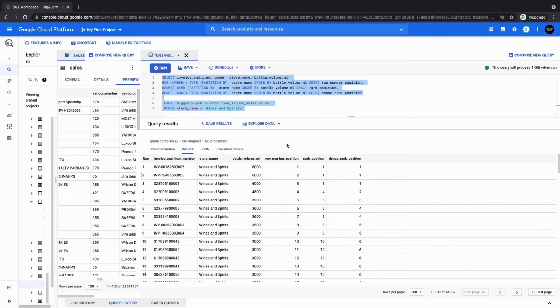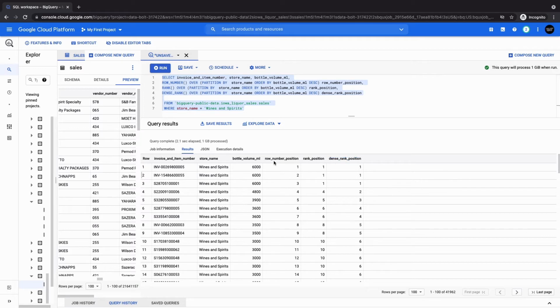The idea here is we have these three window functions, row number, rank, and dense rank, which help to do some kind of positioning in a data set. Here we have data where we are trying to rank the different items based on the bottle volume. We apply the row number, then the rank, and then the dense rank. On applying all these functions, we notice that the ranking is different.